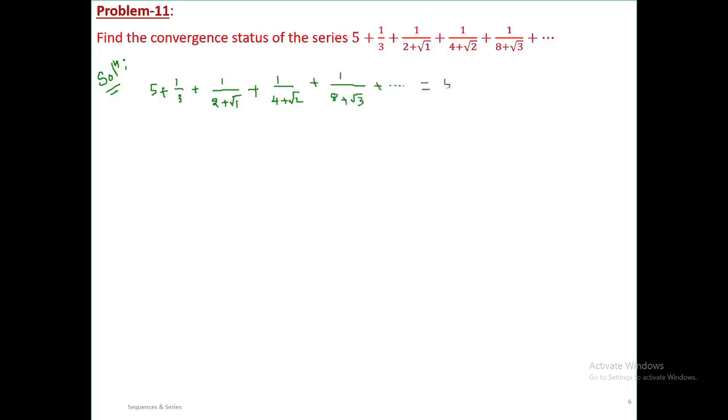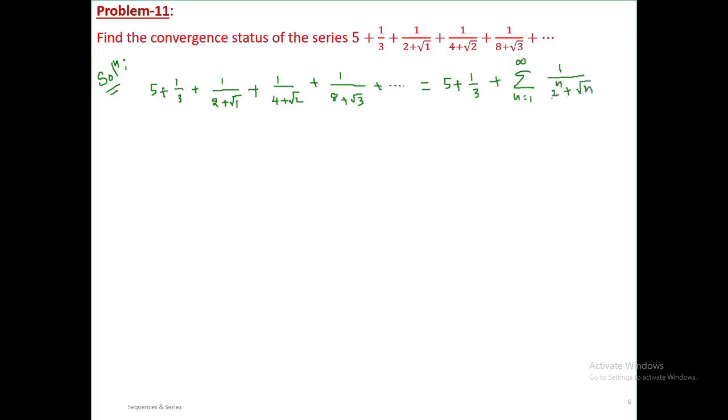I am writing it as it is: 5 plus 1 by 3. Don't worry about the first two terms. But from the second term onward, the terms are in the pattern. Look at 2 power 1, 2 squared, 2 power 3, and root 1, root 2, root 3. So I can write this as a series, n running from 1 to infinity, 1 upon 2 power n plus root n.